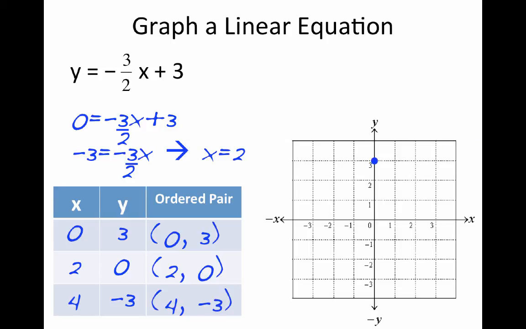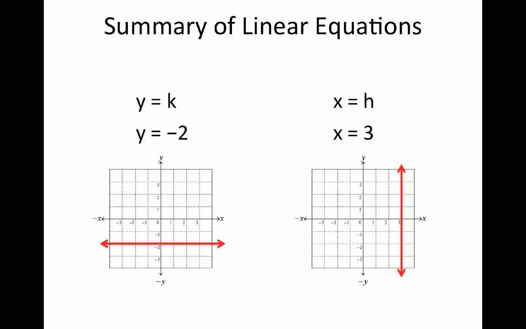Here I have the ordered pair 0 and 3. That's the y-intercept. The ordered pair 2 and 0, that's the x-intercept where the line crosses the x-axis. And we've got the third point, 4, -3. Those 3 points all fall on the straight line. This straight line represents the graph of y is equal to -3/2 x plus 3. And any point on that line is a solution to that equation.